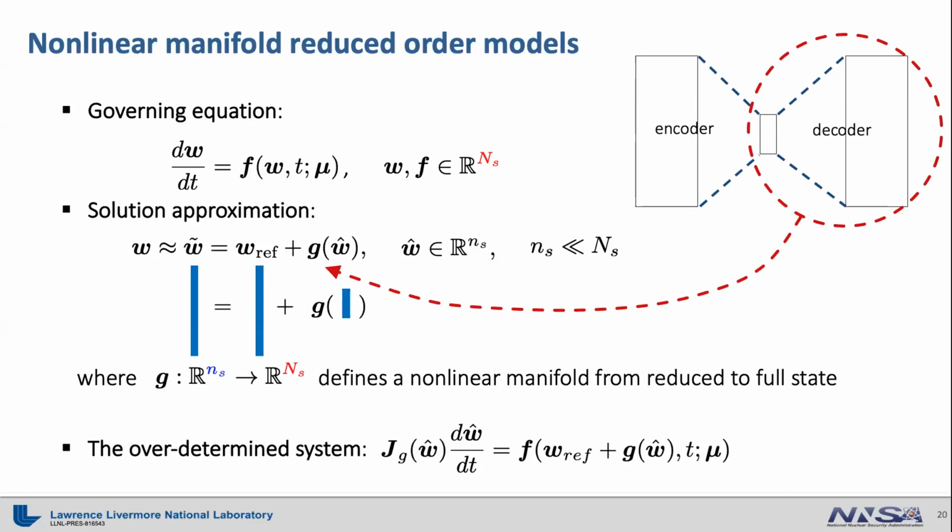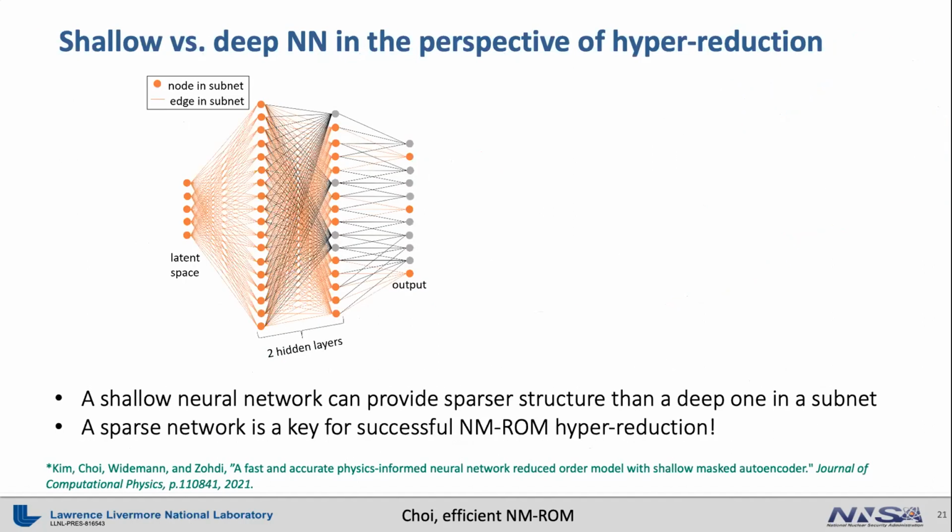Then we plug this nonlinear manifold solution representation into the governing equation and obtain the overdetermined system, where you have more equations than unknowns. Here you must be careful with the nonlinear terms, as I said before. As I emphasized, we need to sample and compute only a subset of the nonlinear terms using hyperreduction. But when you do hyperreduction, the structure of the neural network matters for the efficiency of the nonlinear manifold reduced model. Let's first look at the neural network with 2 hidden layers as a decoder in the autoencoder.